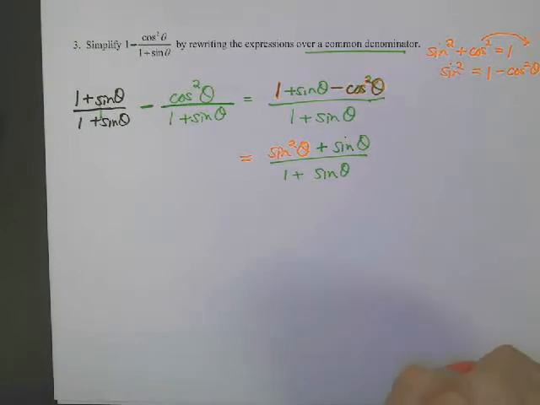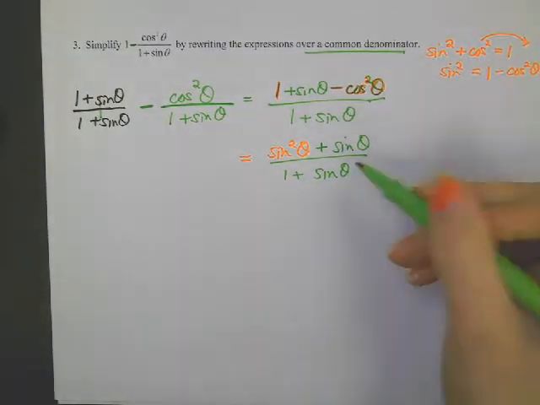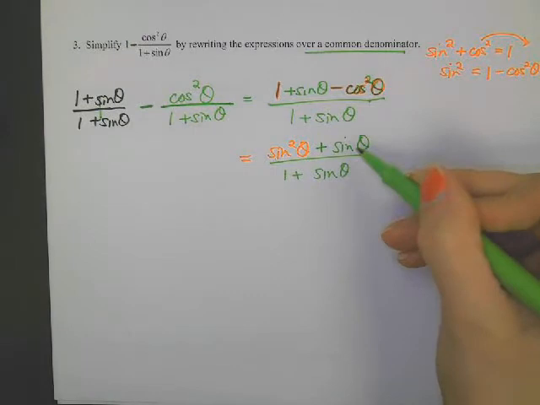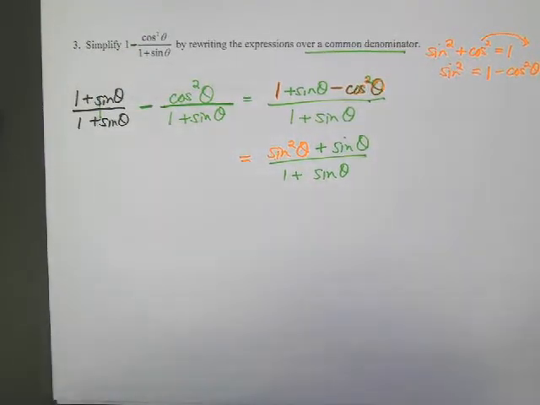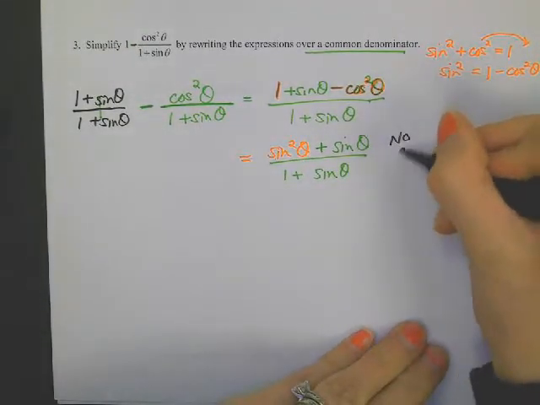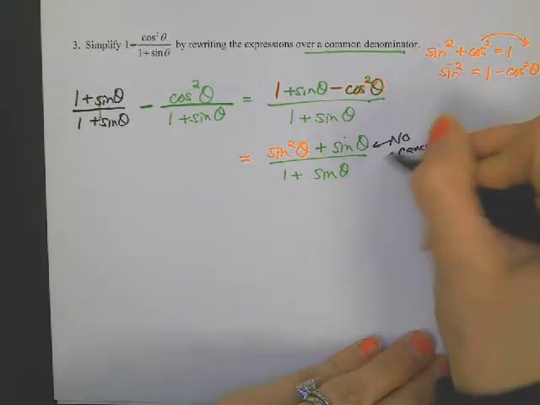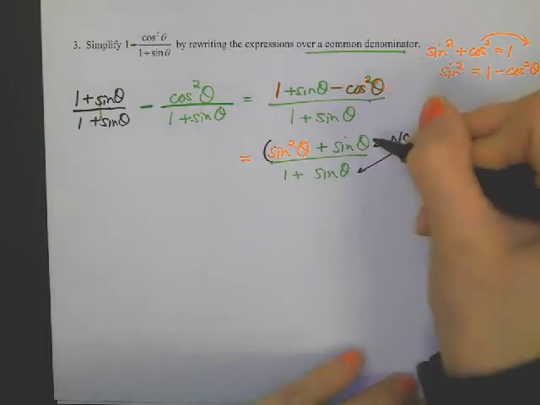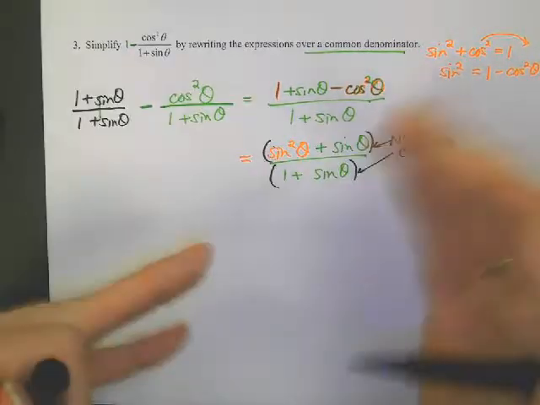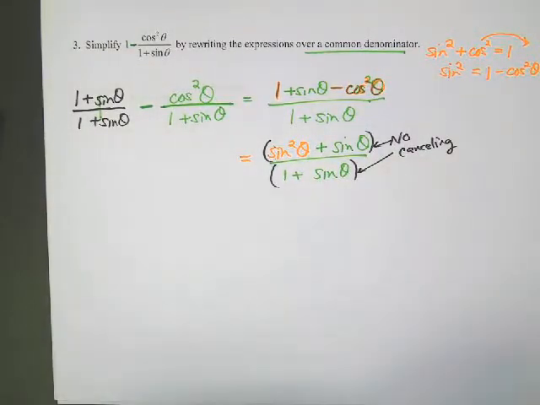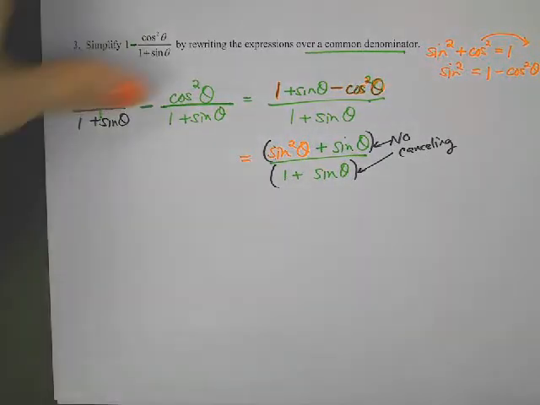Now, I think we still need to do some more stuff. Can we cancel these signs? No. In fact, let's write a note here: no canceling that and that. Let's put some parentheses around it because it's an entire quantity. Either you cancel the whole quantity or you leave it alone.